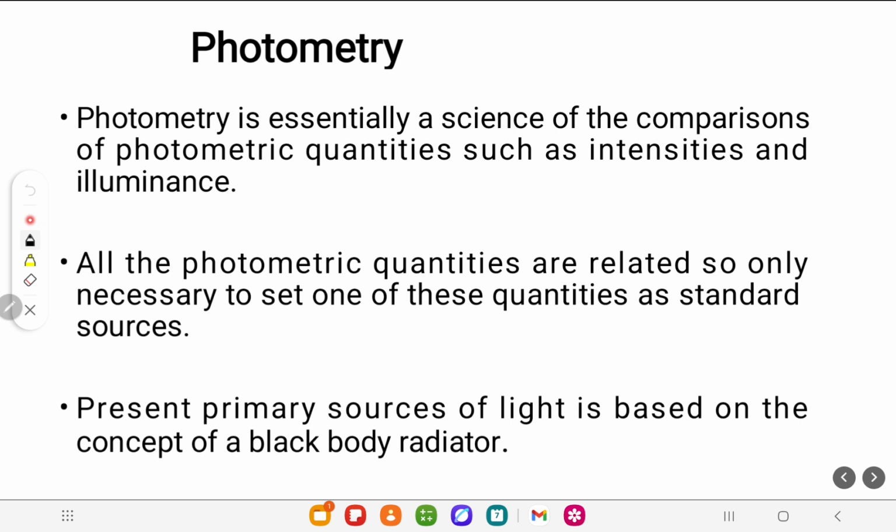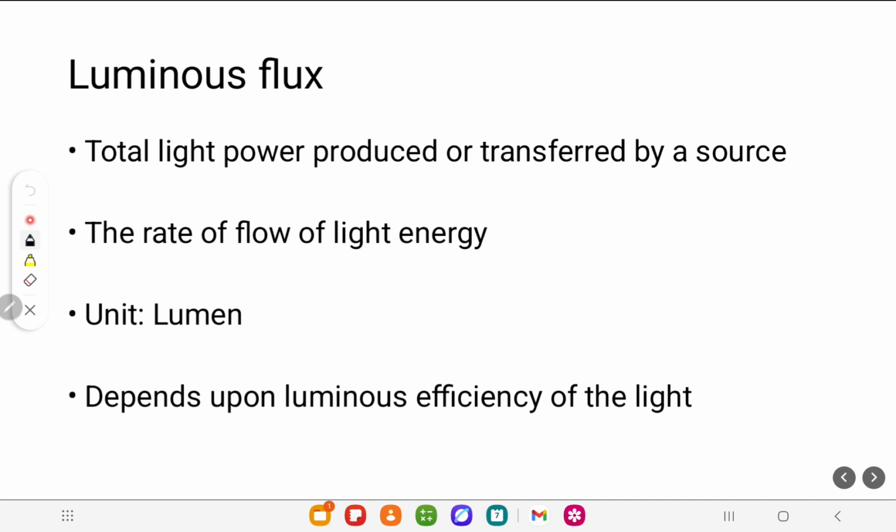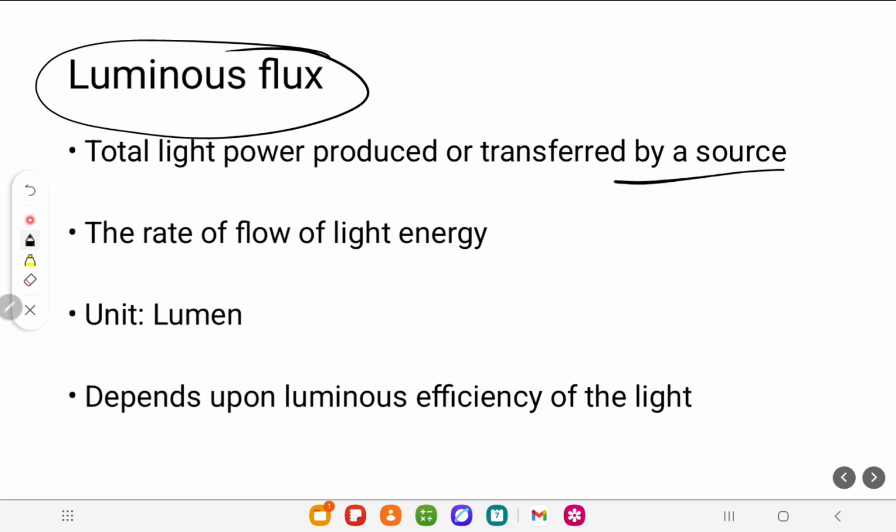In comparison, all the photometric quantities such as intensity and illumination are related to a necessary set of quantities. A standard source and primary source for light is based on the concept of black body radiation, but I'm not going into that. So let's discuss the units one by one. Luminous flux, it's simple. Flux means flow, the total light power produced and transferred by the source. So total light power means the rate of flow of energy, in lumen.